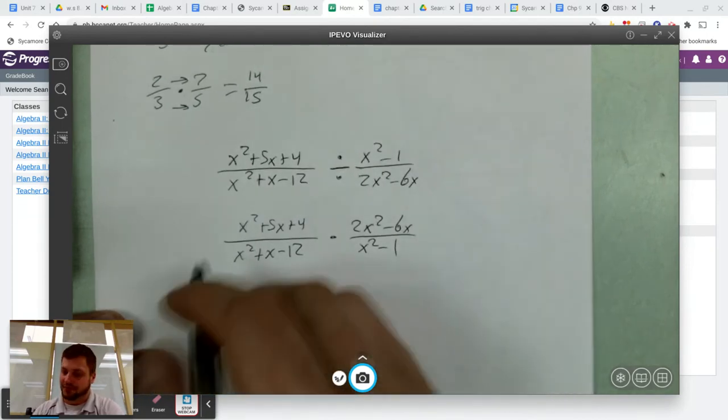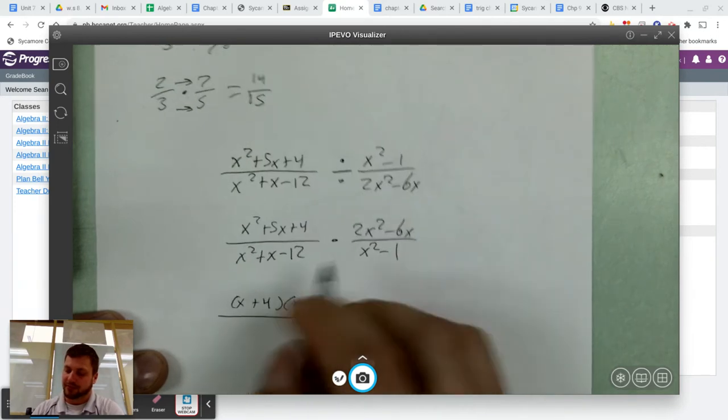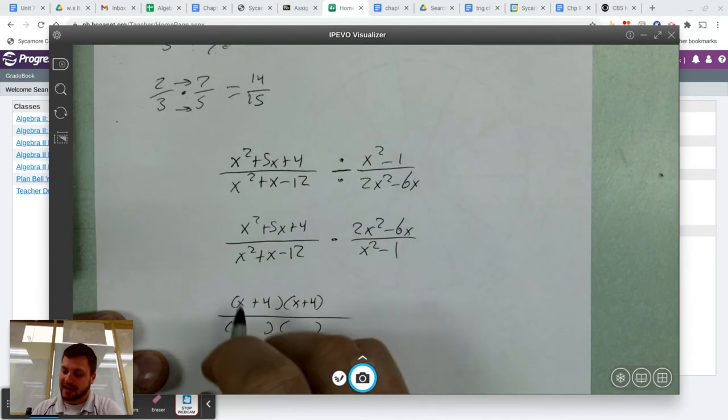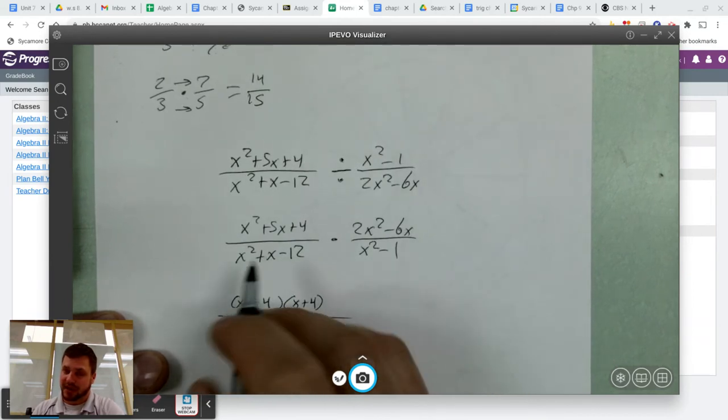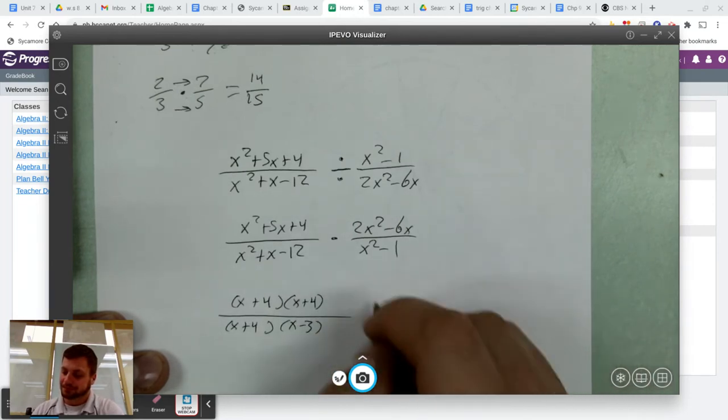Left numerator, I'm looking for two numbers that multiply to be 4, but add to be 5. That'd be x plus 4, x plus 1. Denominator, I'm looking for two numbers that multiply to be negative 12, but add to be positive 1. That'd be x plus 4 and x minus 3.